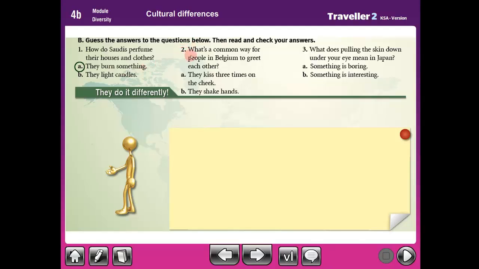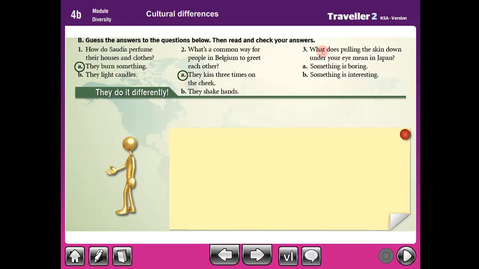Number 2. What's the common way for people in Belgium to greet each other? A. They kiss 3 times on the cheek. B. They shake hands. What do you think? Yes, well done. Number A.